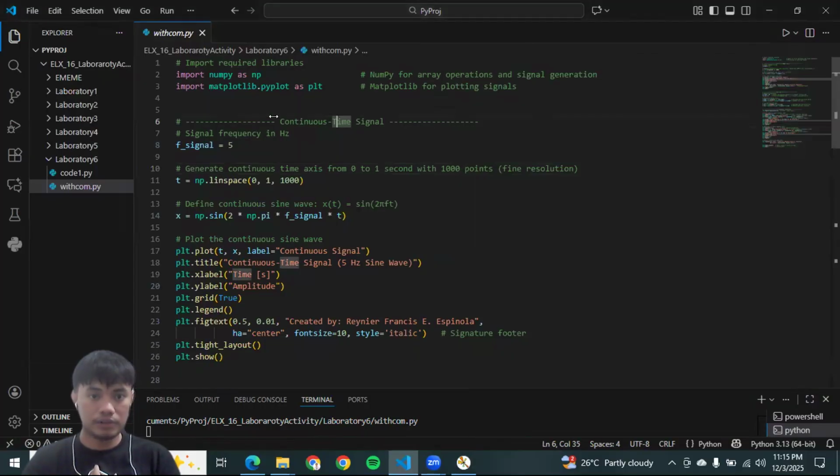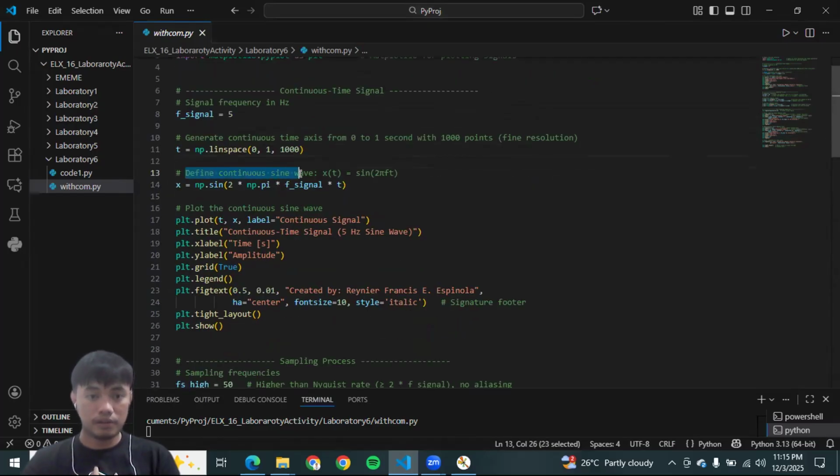First off, we need to generate a continuous time signal. We set the frequency of the signal to 5 Hertz. Then we generate continuous time axis from 0 to 1 second with 1,000 points, or fine resolution. That is from 0 to 1 second, using linspace.